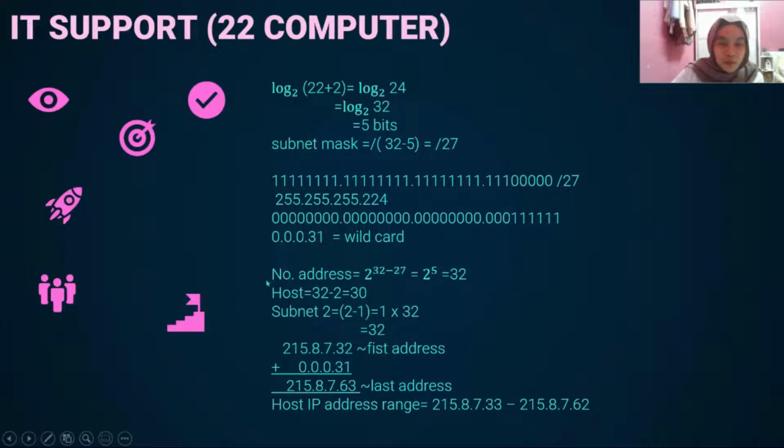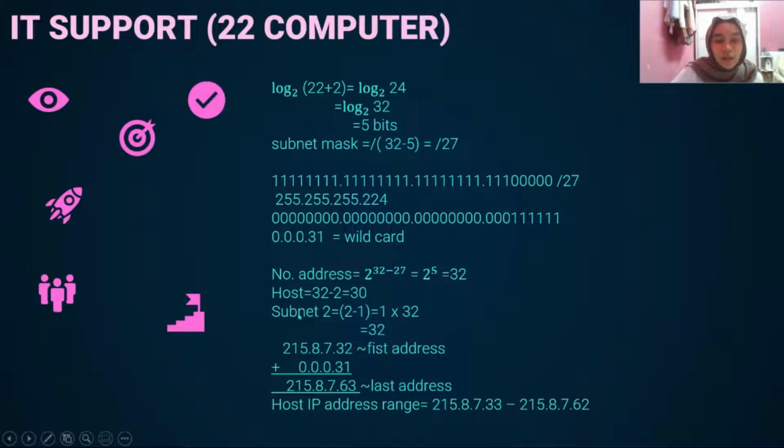Next, we will try to find the number of addresses that is available by using this formula, which is 2 to the power of 32 minus 27. You will get 2 to the power of 5, and then you will get 32. And then we're going to find the host addresses, which is, we will take the number of addresses available, which is 32 minus 2, and you will get 30.